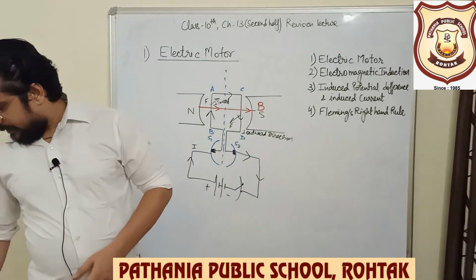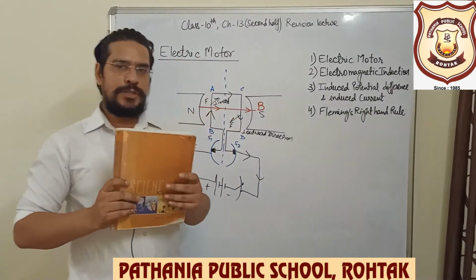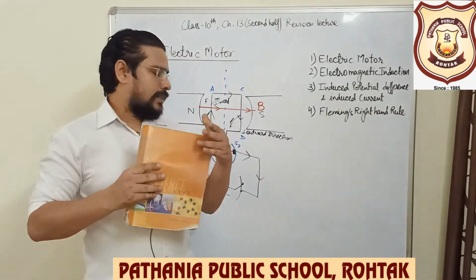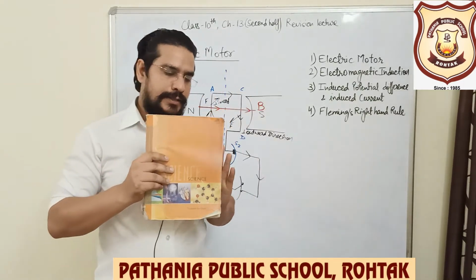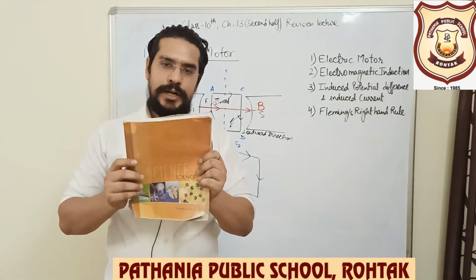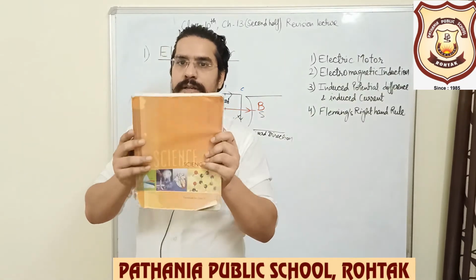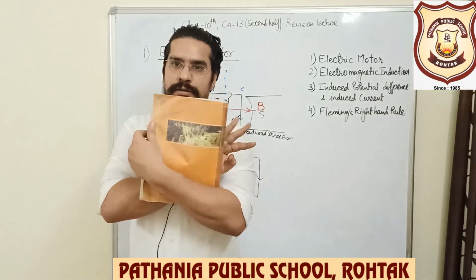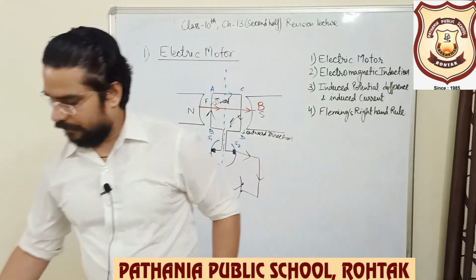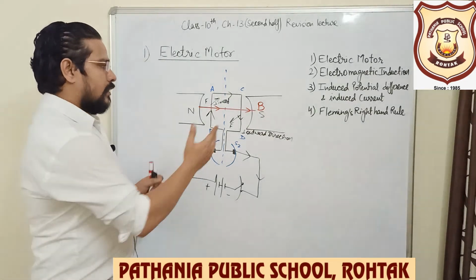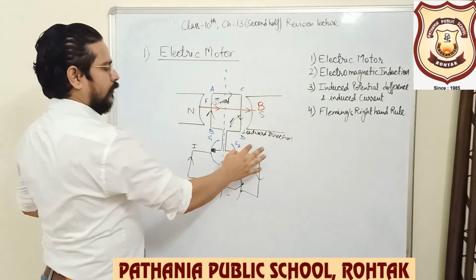Now we all know that, consider this is your armature, AB and CD conductor. The AB conductor is experiencing force in the inward direction and the CD conductor is experiencing force in the outward direction. So as a result, this armature will rotate like this. When the armature completes its 180 degrees, the CD conductor will come at the place of AB and the AB conductor will go at the place of CD.